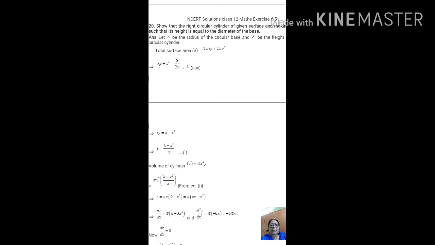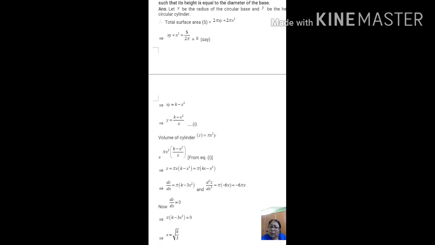So 2 pi xy plus 2 pi x square. Now 2 pi is common, so it comes to xy plus x square is equal to the right hand side, I mean S by 2 pi. So the whole right hand side is now a constant term. We can say it is k. So xy is equal to k minus x square. So y is equal to k minus x square by x.